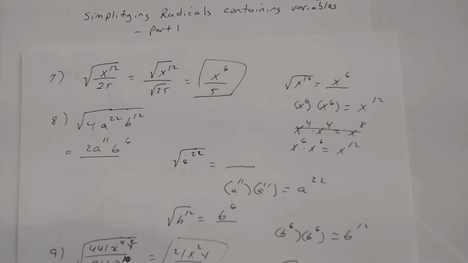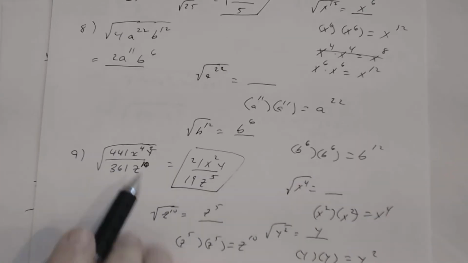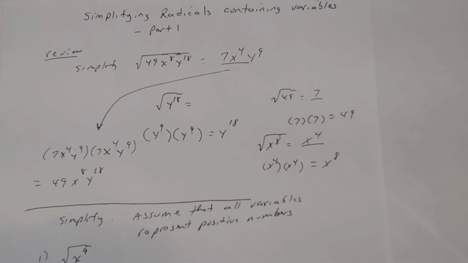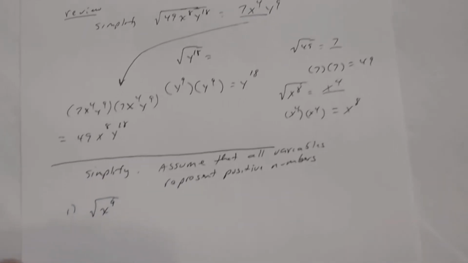Here's another one with a square root. All those exponents were even. See that? Now we're getting to a situation where the exponents are odd. So what do I do if the exponent's odd? That's the question we've got to focus on. What happens if the exponent is odd?